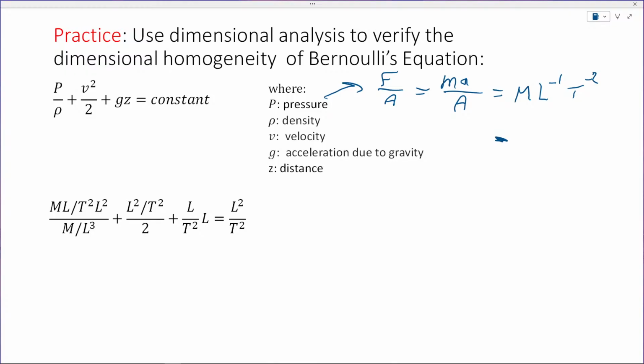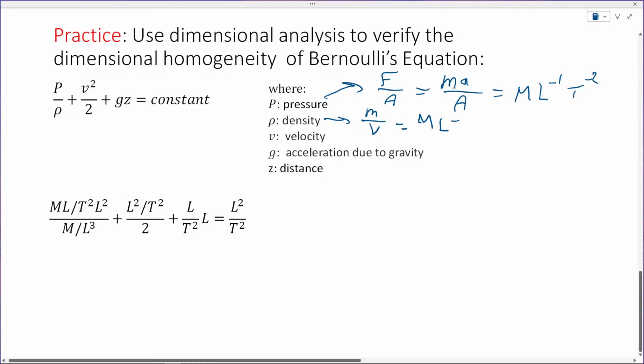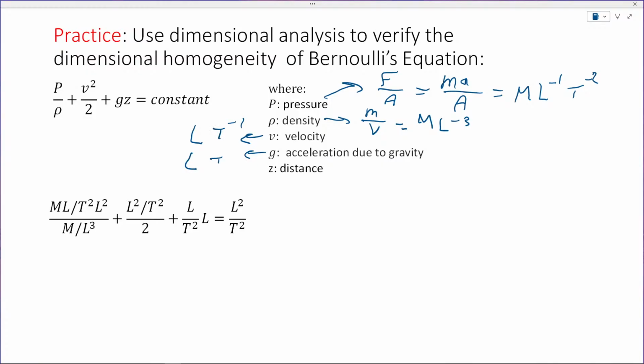Density, what's density? Density is mass over volume. So mass is M, and volume is L cubed, so density is M L minus 3. Velocity, we know this guy, that is L T minus 1. Acceleration due to gravity is L T minus 2. And distance is L. So we have everything here, and then let's just substitute.